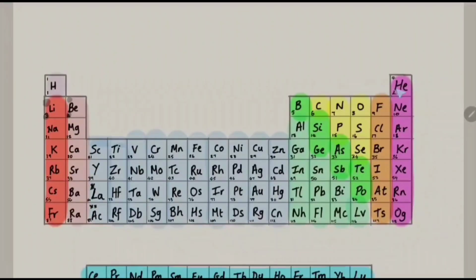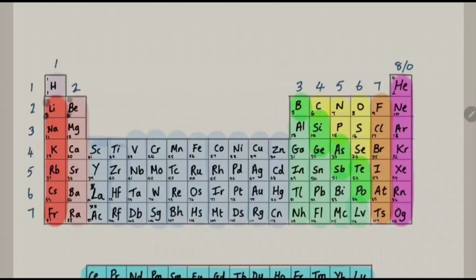So we have group 1 from the left, and then group 2, and we miss that rectangular block in the center, and then we have group 3, 4, 5, 6, 7, and then group 8, also known as group 0. And horizontally we have the periods, so period 1 all the way down to period 7 at the bottom there.